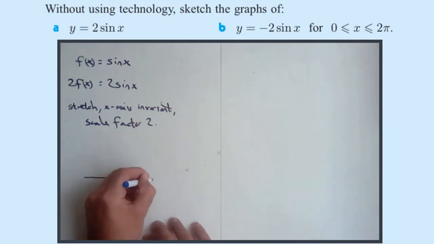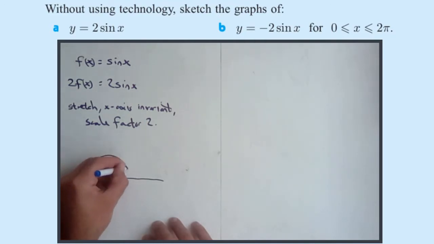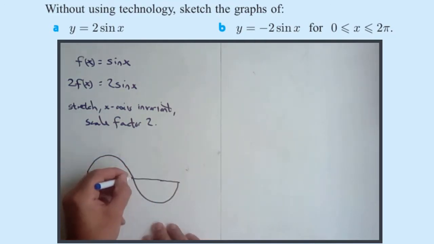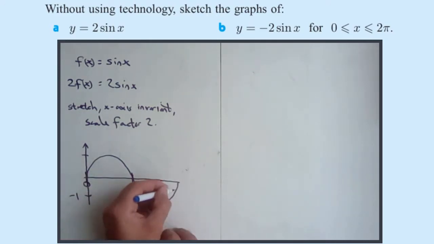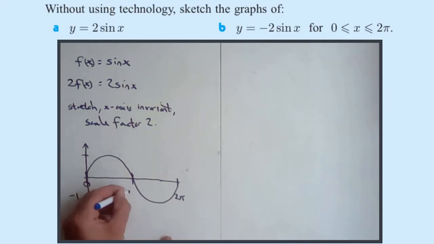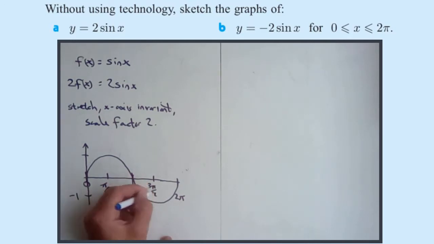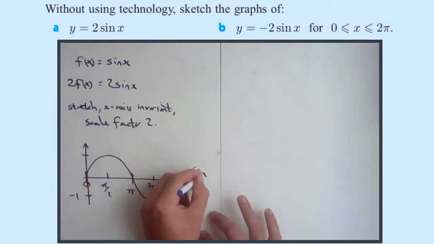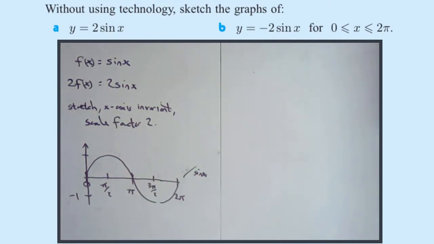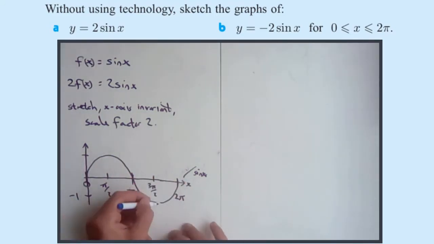So what I'm going to do is draw the parent function. y equals sine x, or f of x equals sine x, just does this. It goes up to 1 and down to minus 1, and this is 0, pi by 2, pi, 3 pi by 2, 2 pi. Okay, so that's the parent function sine x. So then if we do this stretch, what I mean about the invariant line is that you find the x-axis being the invariant line, and then what we can do is just use that.